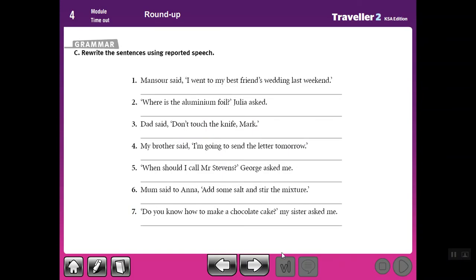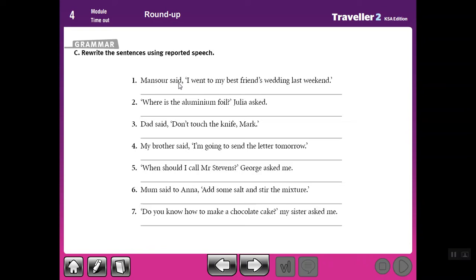We finished the first part, vocabulary, and now we come to the grammar section to revise the grammar. We will start with reported speech. Rewrite the sentence using reported speech. الكلام المنقول, reported speech. As we said before, we have statements, questions, commands, and requests. Okay? Here we will see.